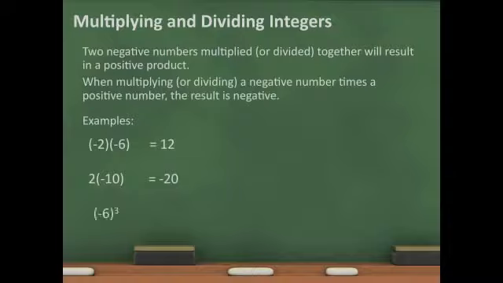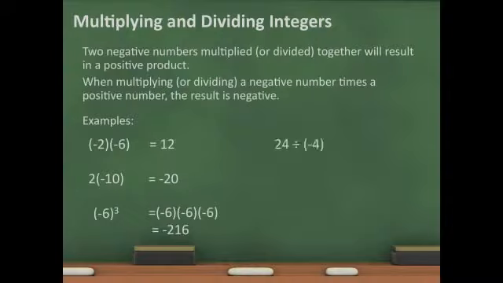If we take negative 6 and raise it to the third power, this is the same as negative 6 times negative 6 times negative 6. Negative 6 times negative 6 will give us positive 36, and positive 36 times negative 6 will give us negative 216.